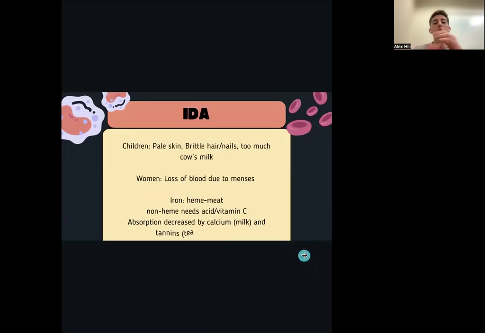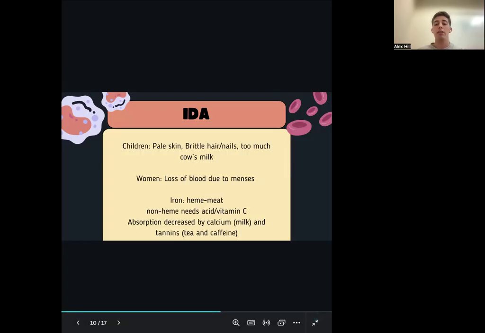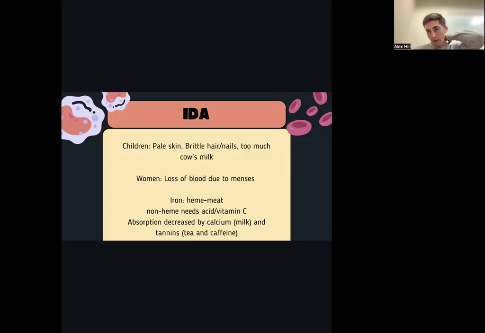Okay, so let's talk a little bit more about iron deficiency anemia, some of the symptoms. You're going to have pale skin, brittle hair, and nails. One of the reasons for this is that there's ferritin. Remember, Fe on the periodic table is iron, right? So ferritin is practically iron, and that's used to make heme.